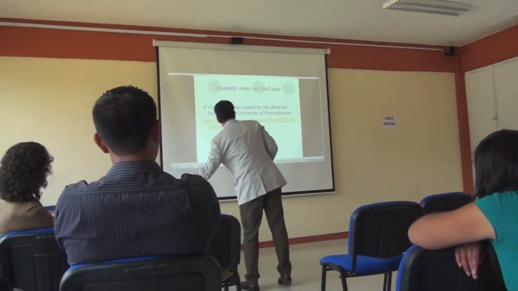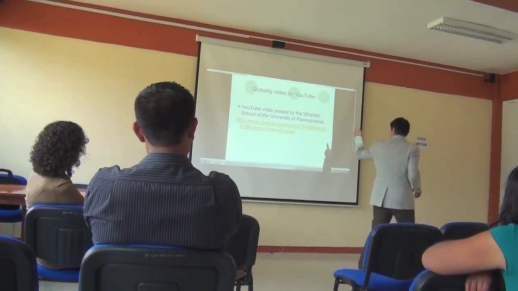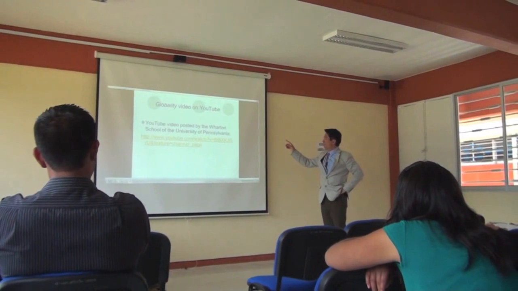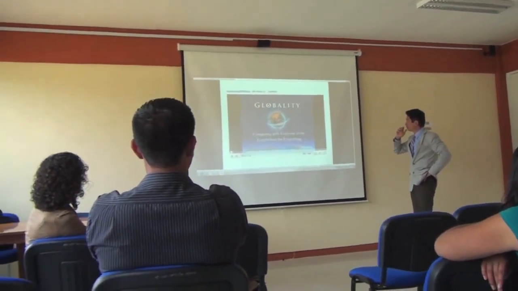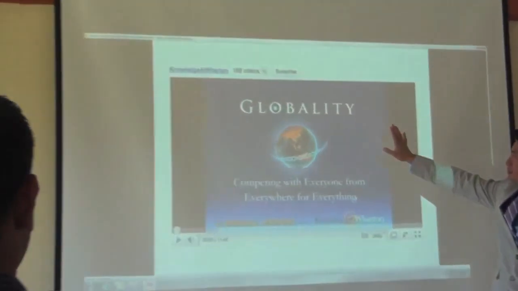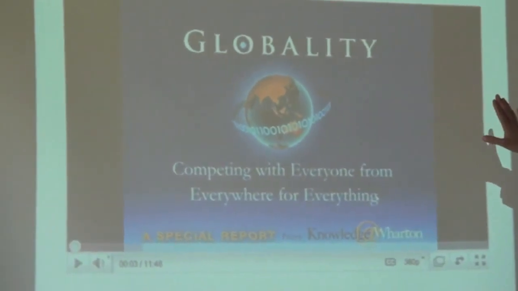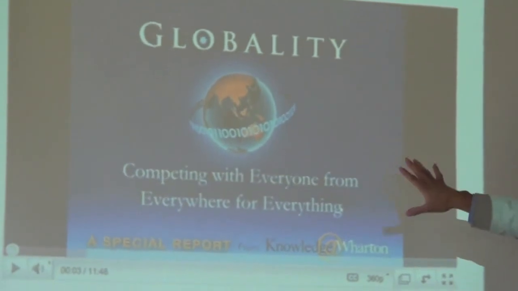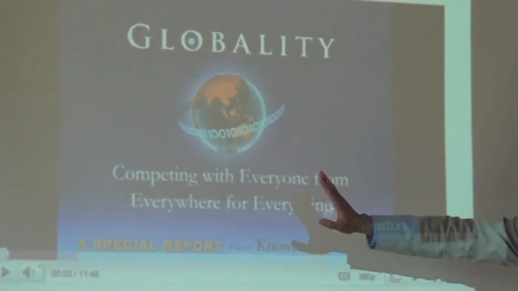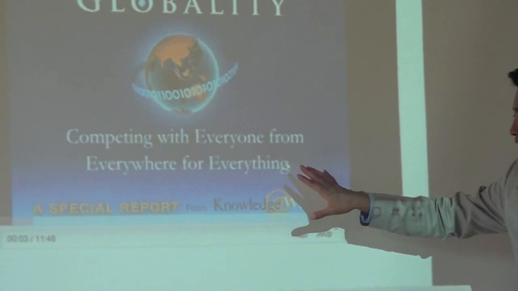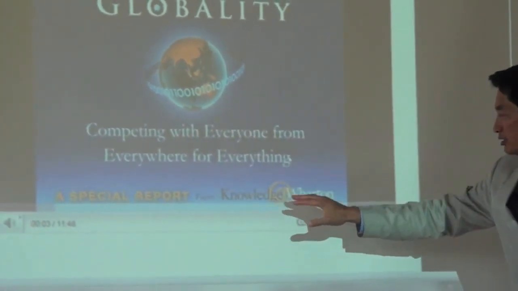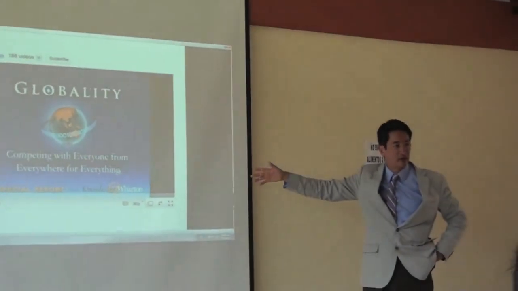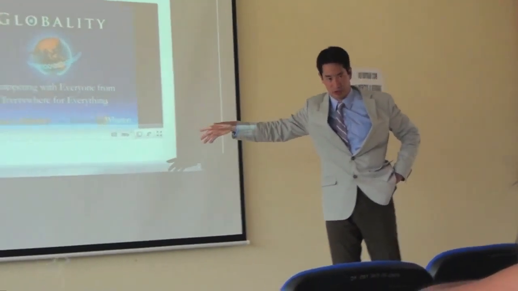Okay, and so let's take a look at the screenshot here. As you can see, the opening, which you saw a little bit in the video, based on that book, the graphics, we're going to get back to this, but here's the opening screenshot: Globality, competing with everyone from everywhere for everything, a special report from Knowledge at Wharton. The Wharton School of Business at the University of Pennsylvania is one of the top business schools in the United States.